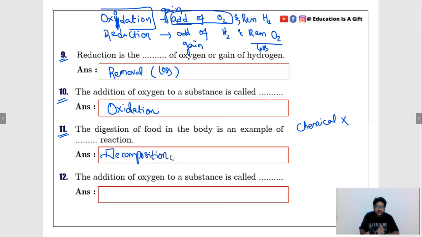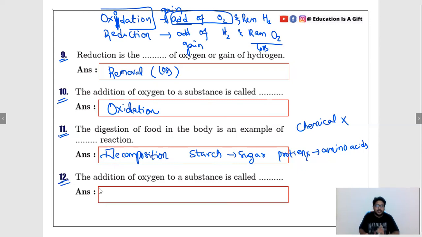Why it is decomposition reaction? Because after taking food, in food there will be starch that may be decomposed into sugar. Sometimes there will be protein. That proteins will be decomposed into amino acids, isn't it? So everything will be decomposed. So the digestion of the food is decomposition reaction. In examination, if they ask what is meant by decomposition, you can write the statement, or if they ask give one example, real life example for decomposition in our daily life, you can say this one.